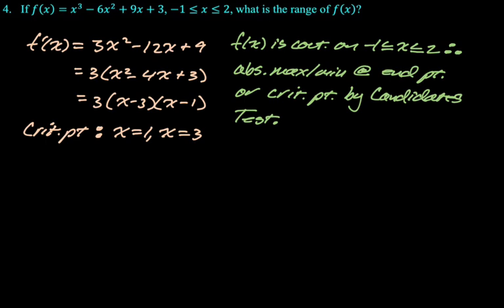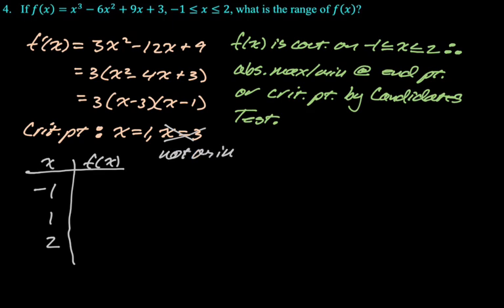All right, so now we have to actually do it. I'm going to make a table so that I can evaluate the function at the endpoints and the critical points. One key thing here is that 3 is a critical point, but it is not on the interval, so we don't consider it. And you definitely don't want to consider it because it may actually change your answer.